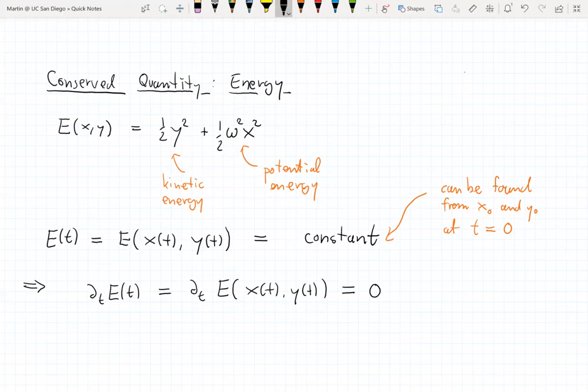And we have seen that the energy of the harmonic oscillator remains constant over time. So if I take the position variable x(t) and the velocity variable y(t) and put this into the energy, okay, this defines the energy dependent on time, and it remains constant.